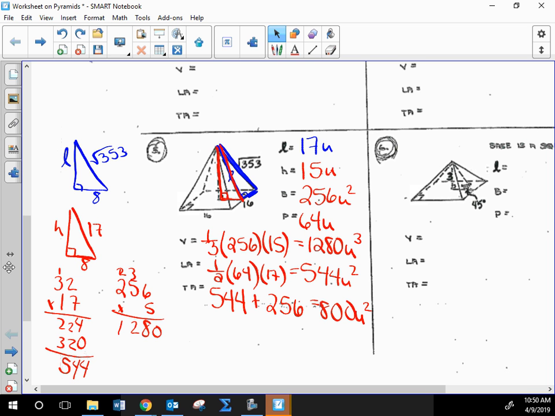All right, is there anyone that did not get cones? Did you do it times the height or the slant height?